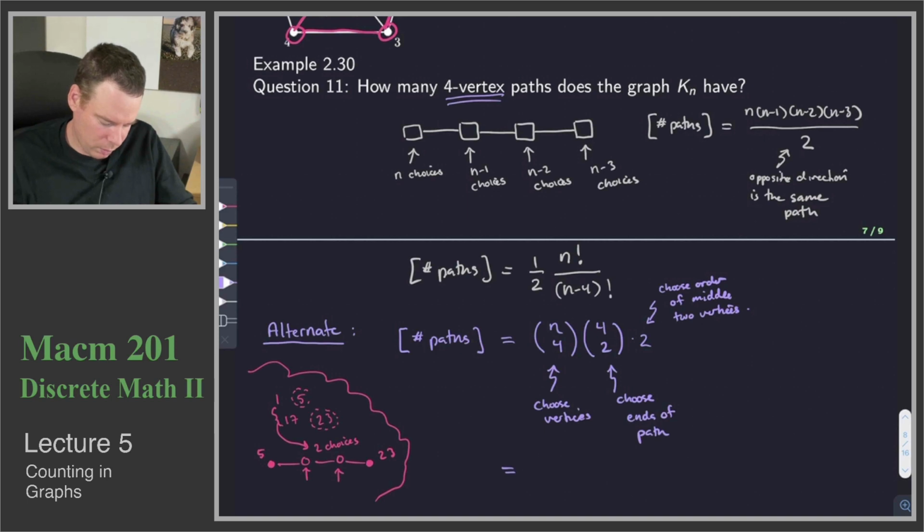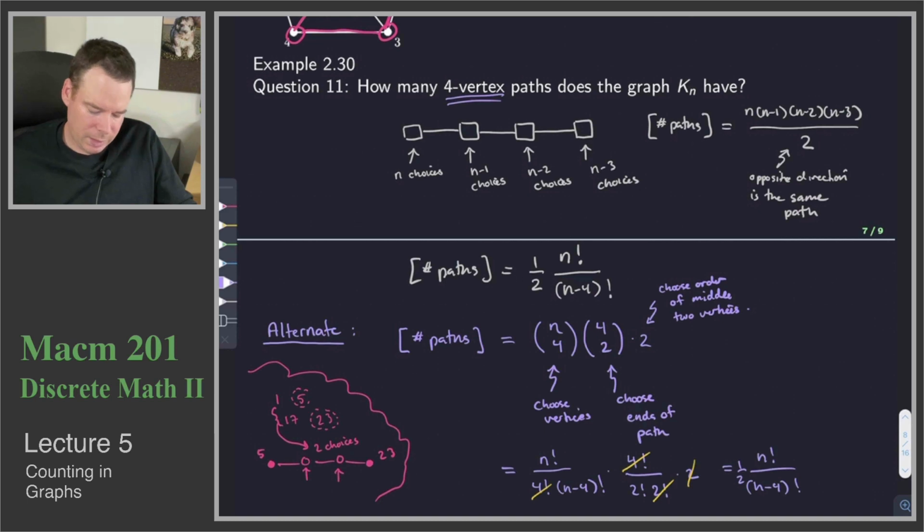What is n choose 4 times 4 choose 2? That's n factorial over 4 factorial, n minus 4 factorial, times 4 factorial over 2 factorial, 2 factorial, times 2. These 4 factorials cancel, a 2 cancels with a 2 factorial, and what we're left with is an n factorial on top, an n minus 4 factorial on the bottom, and then a 2 factorial on the bottom is just a half. So there we go. It's a half n factorial over n minus 4 factorial, which is the same answer that we got by thinking about it in terms of permutations.